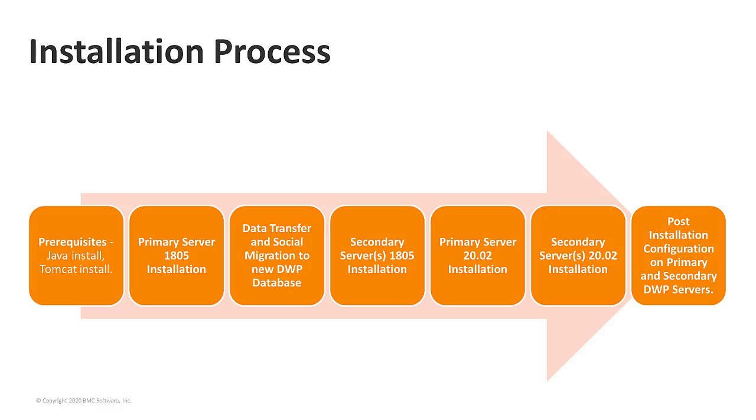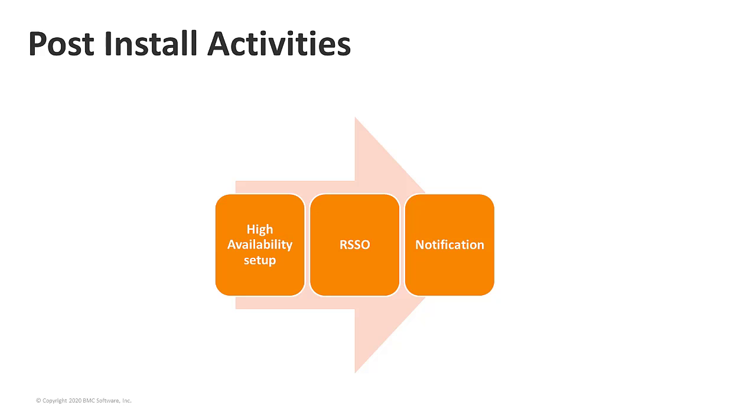At this point, as your 1805 install and post migration have been completed successfully, you can run the 1805 installation on all the secondary nodes and then proceed with the 2002 installation on the primary servers. Once you install 2002 on primary and secondary servers, we will take a look at the post install activities. Once you complete the upgrade to Digital Workplace 2002 on all primary and secondary nodes, along with the latest hotfixes, the steps that need attention are the availability setup for your DWP nodes.